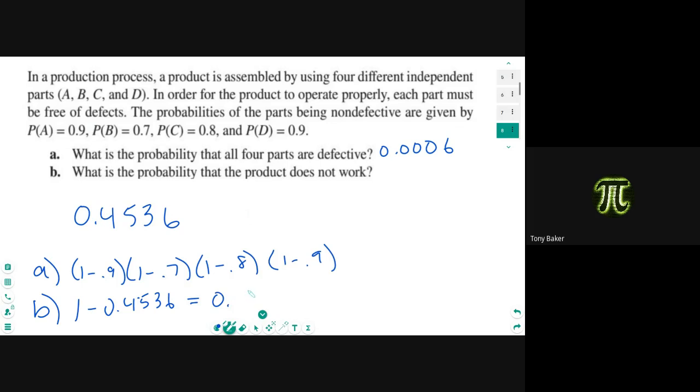So it's 5. Thank you. It'll take me a second to do that one. So that is the probability the product doesn't work. So odds are your product's not working.